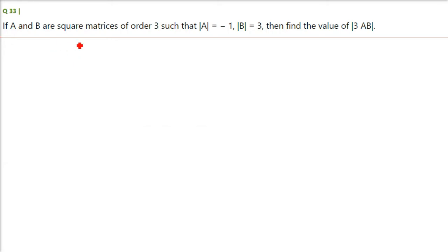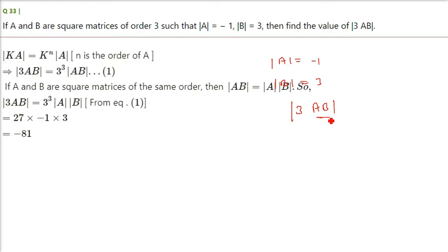If A and B are square matrices of order 3, that is 3 by 3 matrices, and the determinant of A is -1 and the determinant of B is 3, what is the determinant of 3AB? First, let us assume that A multiplied by B is something, say X. When you multiply K with X and take the determinant, if K is a scalar, you can take it out raised to the power n, and inside you have X, that is AB.